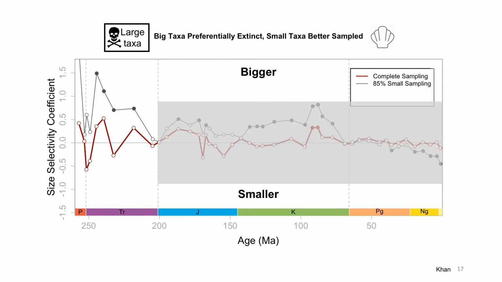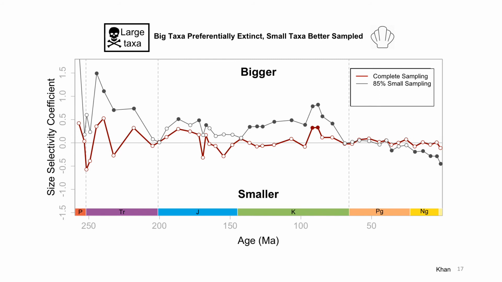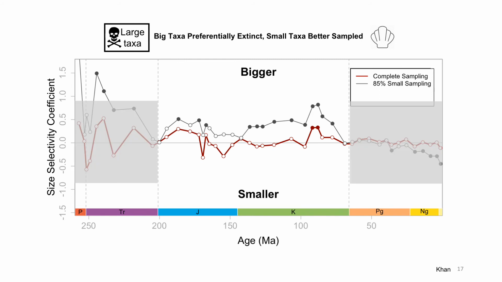In the Triassic, extinction risk in the complete red record shows instances where big taxa are at some risk, but they are not significant. However, regression coefficients from the degraded, gray record identifies 3 significant intervals where big taxa are very much at risk of extinction. In the Jurassic, we observe this again.